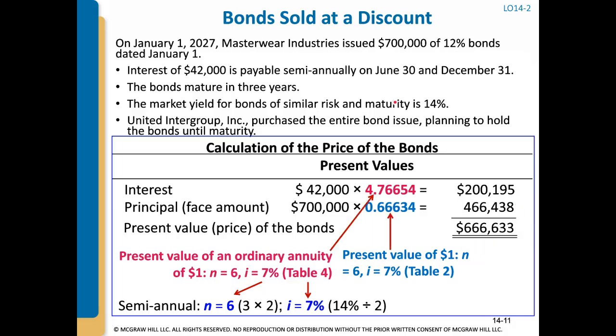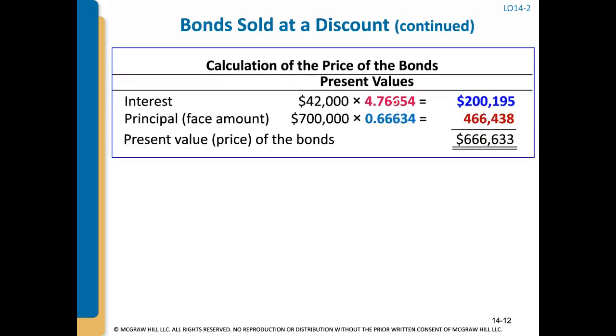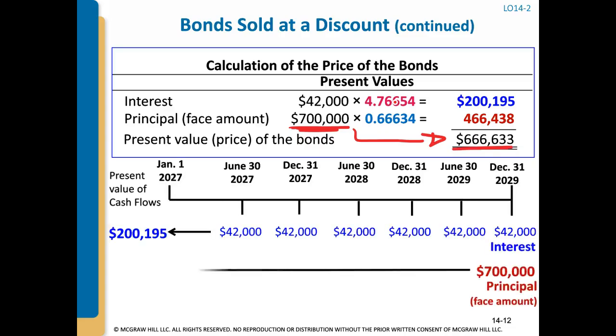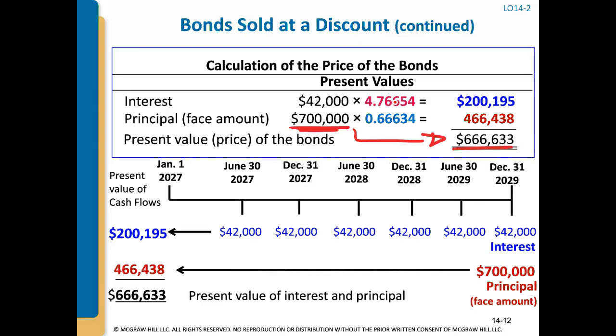Okay, so we're going to issue a $700,000 bond, right? I'm going to sell a bond with a $700,000 face value, but it's discounted because I'm only going to get this $666,000 in cash. Just a visual of the present value, just how it looks. Here you have the January 1, and then you have the payments every 6 months on this timeline, of which you're going to get $42,000 in interest payments every 6 months. And so when you take all those and you present value it, that's how you get your $200,000.